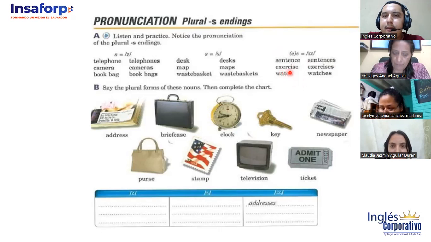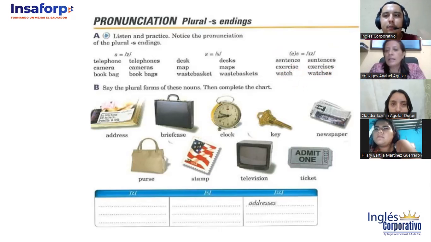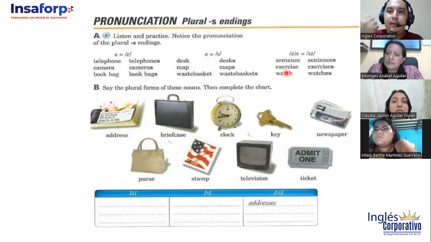Here we have exercise. The plural, exercises. Remember, exercise does not only apply to physical exercise. Maybe you are working on some grammar exercise, a math exercise, or a physics exercise. This word is not only for the exercise that you do with your body, like when you are lifting weights. Exercise applies for a lot of different things, not only one.